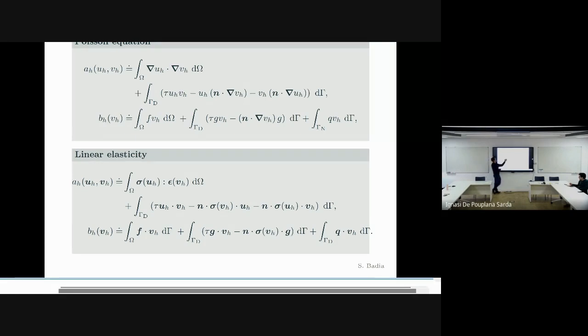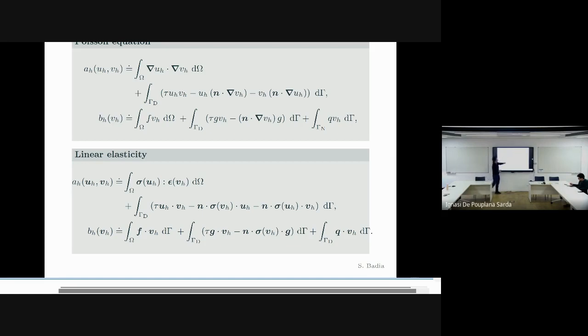For instance, if you want your solution to be equal to g on the Dirichlet boundary, you will add this kind of penalty term, that wants this to be equal to this. And then you have these additional terms that come from consistency after integration by parts. And then you have also this additional term here that is introduced in order to keep the symmetry of your problem in case you have any symmetry there, and to keep adjoint consistency. So this is the Nitsche method.